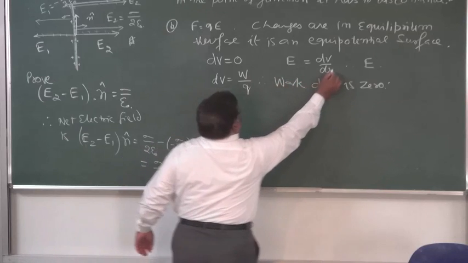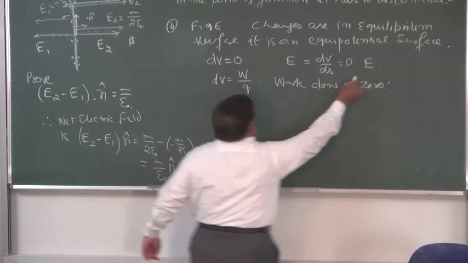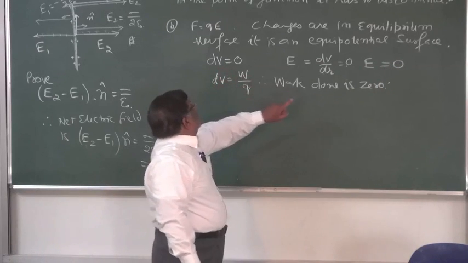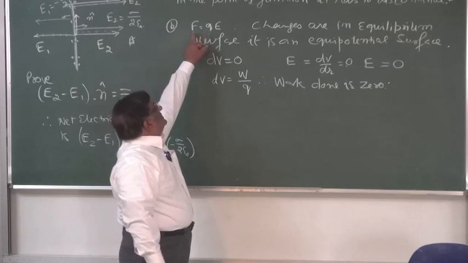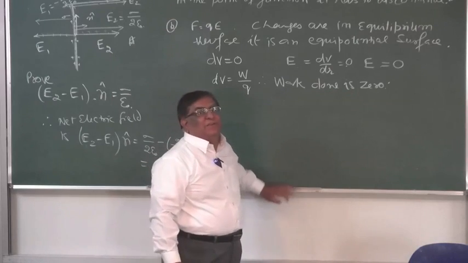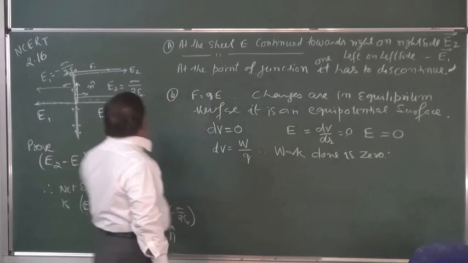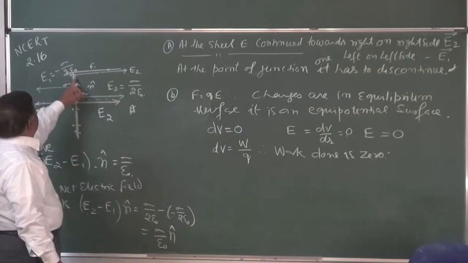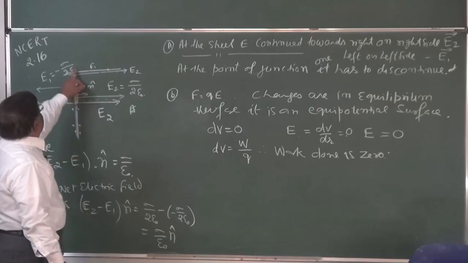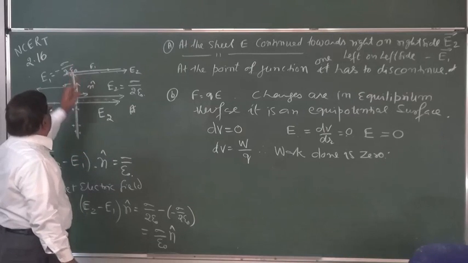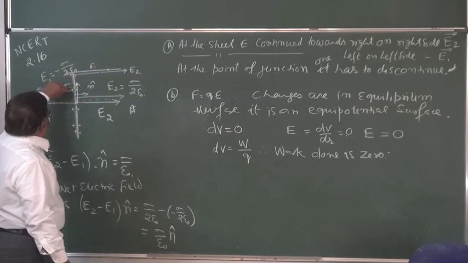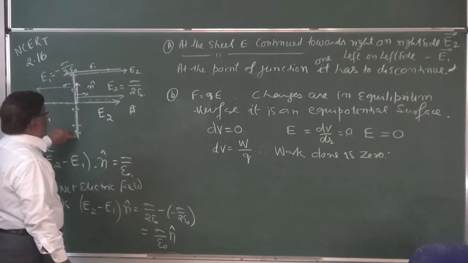From here, E is equal to 0. So if E is equal to 0, then how much is force? 0. If force is 0, then work done is 0. And where is this 0 value? That is along the surface. So along the surface it is 0 all the way, whether you go here or here. If you start from here, it is 0, 0, 0.